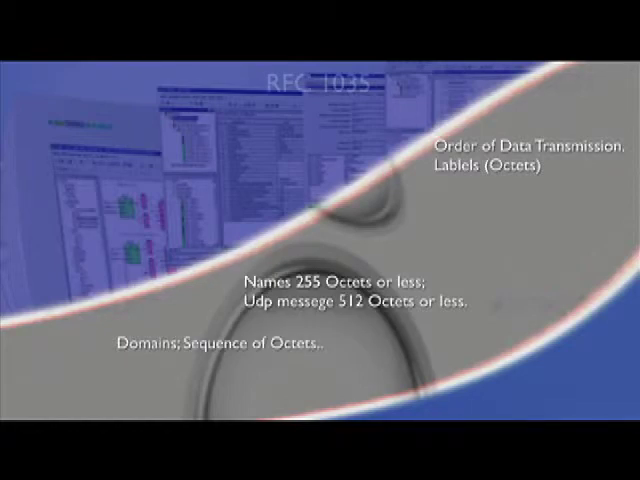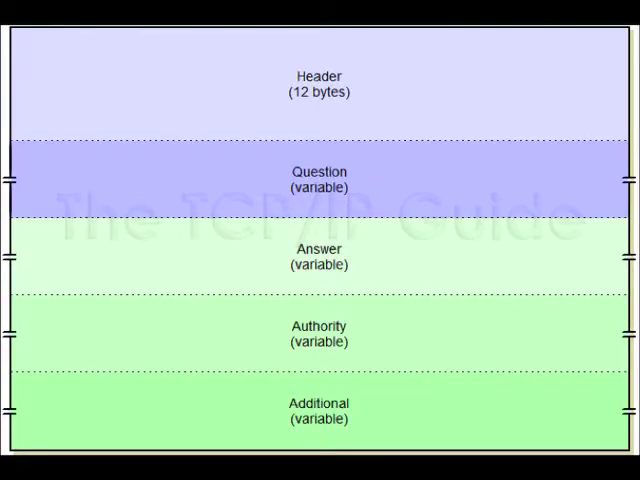The domain names can be of sizes up to 255 octets, while the UDP message can go up to 512 octets. A DNS message is divided into 5 sections: the header, the question, the answer, the authority, and any additional variable.